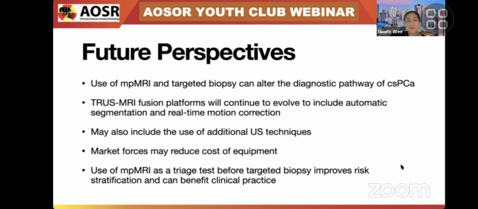Market forces may also help to reduce cost of equipment in future, and hopefully the fusion technique can be made more readily available internationally. The use of multiparametric MR is important as a triage tool before targeted biopsy to improve risk stratification and benefit clinical practice. This can help to improve the quality of care by reducing overdiagnosis and overtreatment.